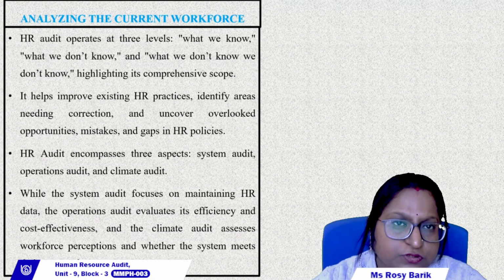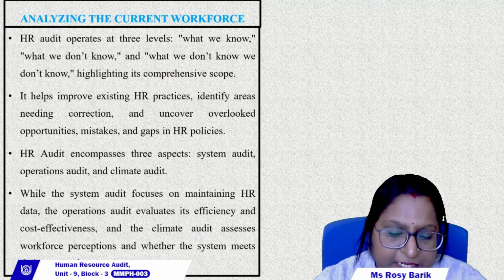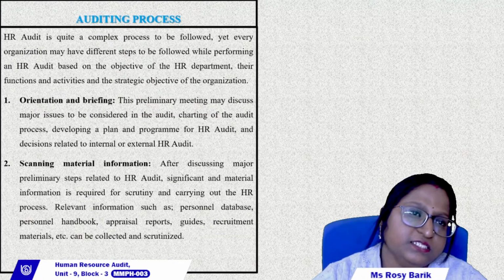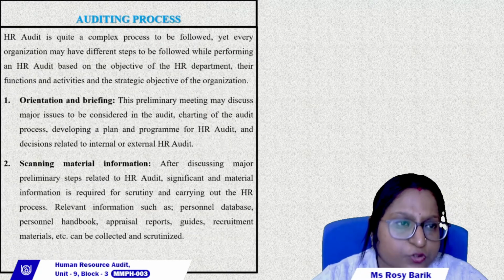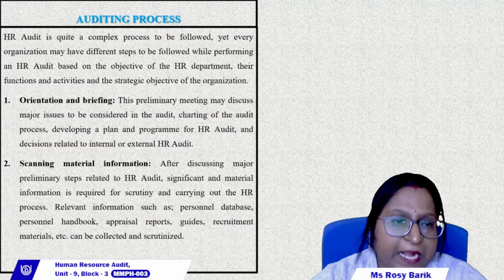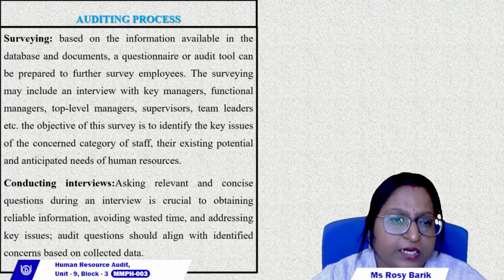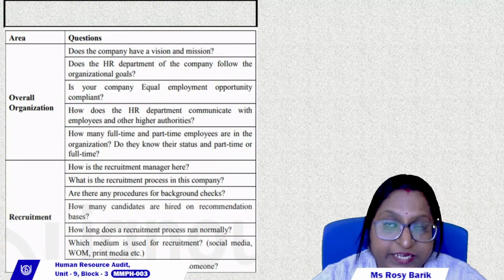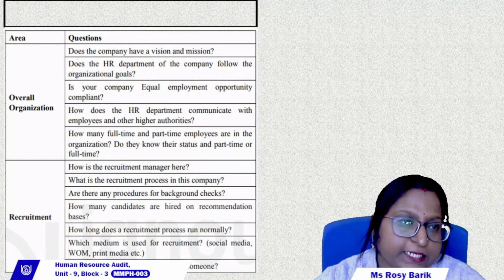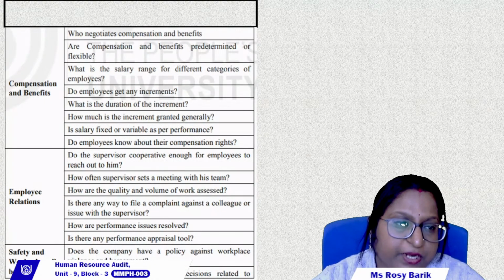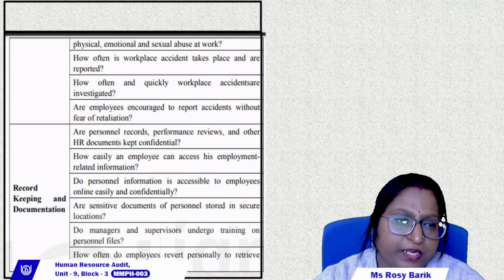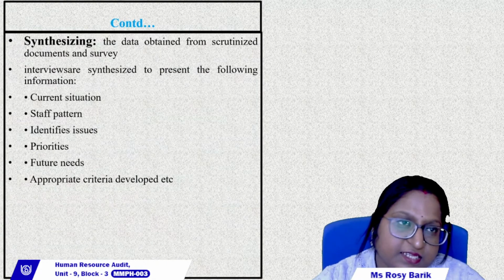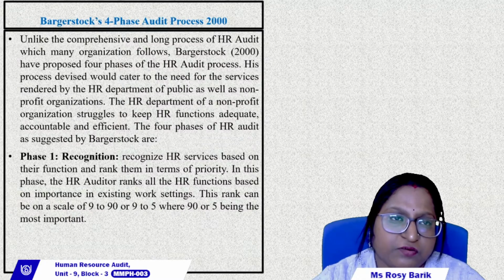Analyzing the current workforce: what is happening, why the audit is necessary, what is the current scenario of the audit. Then, what are the auditing processes? The auditing process is again divided into orientation and briefing, scanning material information, surveying, conducting interviews, and how the questions are asked in different areas such as the overall organization, recruitment, compensation and benefits, employee retention, safety and workers' well-being, record keeping and documentation, and exit operations. Then synthesizing and reporting. These are the phases.